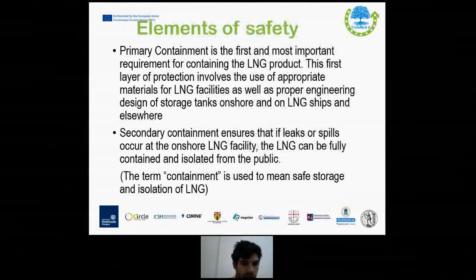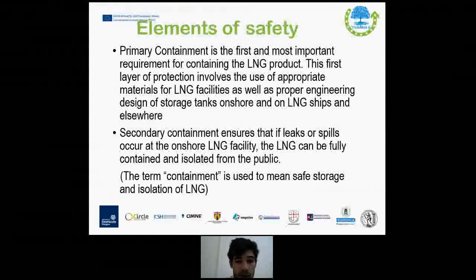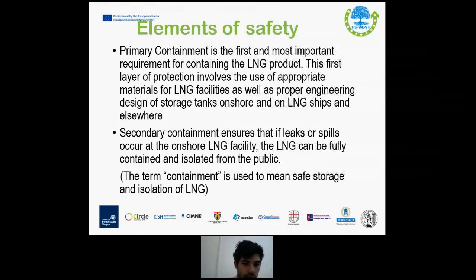Moving to the layers more specifically, primary containment is the first and most important requirement for containing the LNG product. The first layer of protection involves the use of appropriate materials for LNG facilities, as well as proper engineering design of storage tanks onshore and on LNG ships and elsewhere. Secondary containment ensures that if leaks or spills occur at an onshore LNG facility, the LNG can be fully contained and isolated from the public. We must note here that the term containment is used to mean safe storage and isolation of LNG.